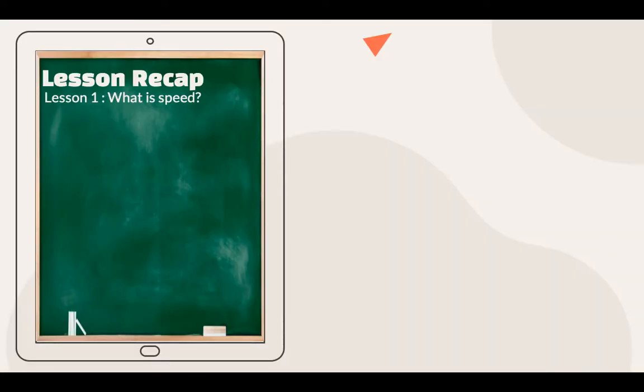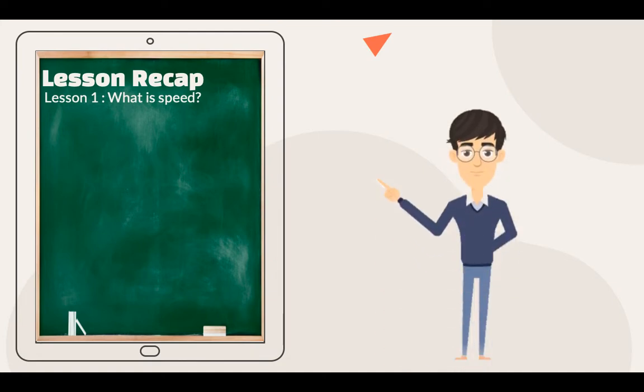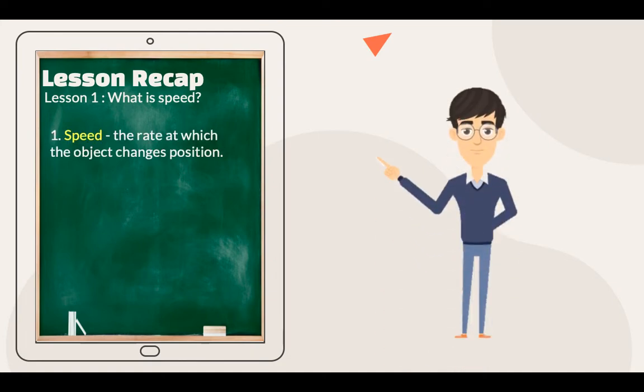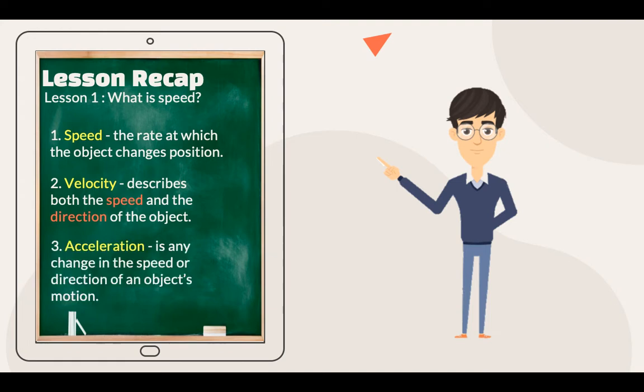Let us have a recap of what we've discussed last time about speed. First, we've said that speed is the rate at which the object changes position. Second, we learned that velocity describes both the speed and the direction of the object. Third, we've also learned acceleration, which we define as any change in the speed or direction of the object's motion.